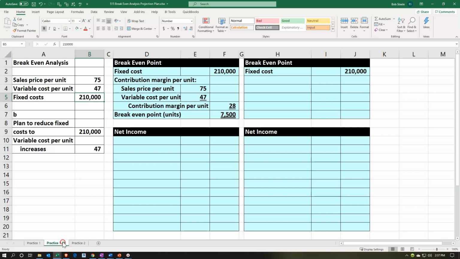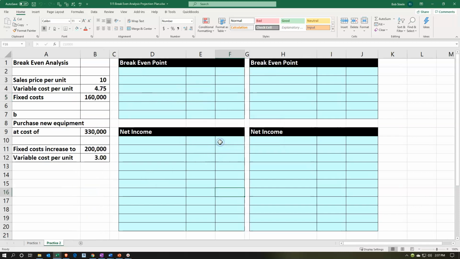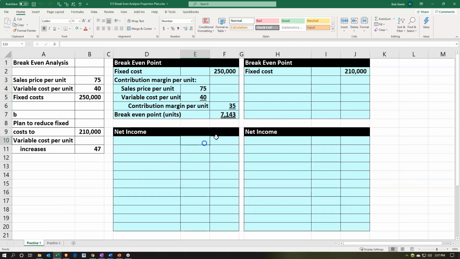I'm going to delete this tab now, right-clicking on it and deleting it. It's going to permanently delete it. I'm going to say yes, permanently delete it forever and all time.